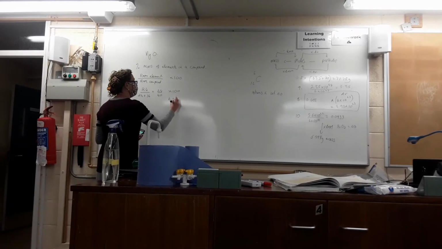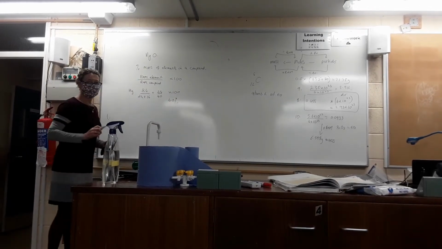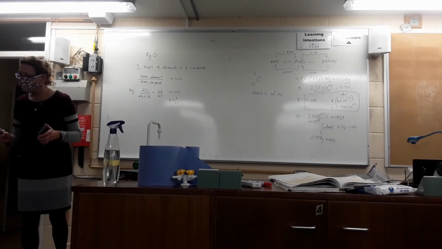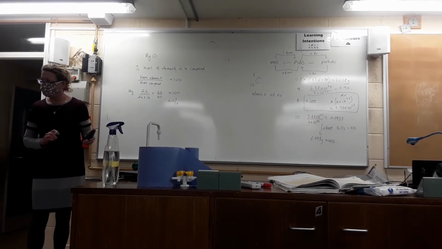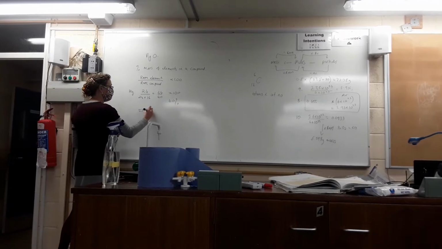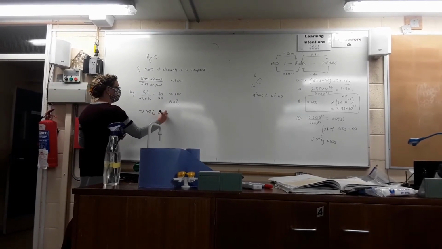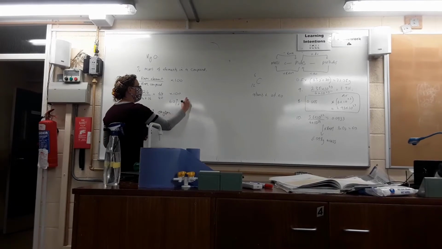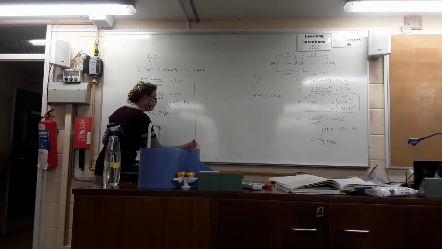So 60% of magnesium oxide is magnesium, which means that, what's the other 40%? Oxygen. Okay, which implies that 40% has to be the oxygen. Okay, that's the first one.